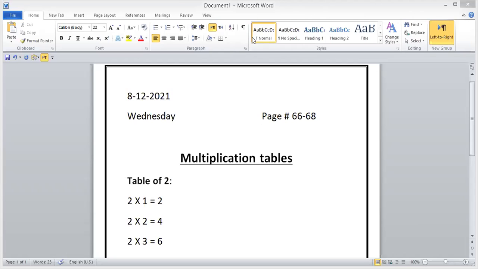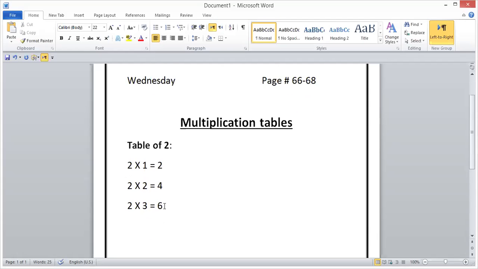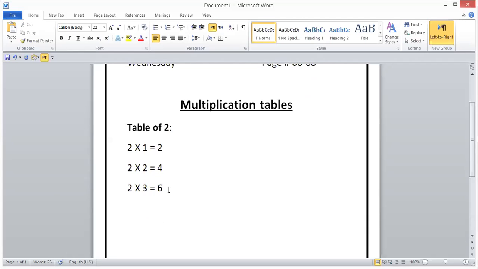Very good. Now I'm repeating the table. 1 times 2 equals to 2. 2 times 2 equals to 4. And 3 times 2 equals to 6. 1 times 2 equals to 2. 2 times 2 equals to 4. And 3 times 2 equals to 6.